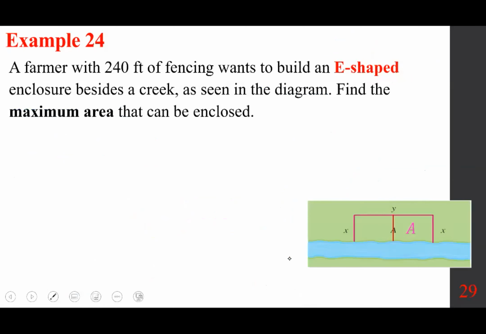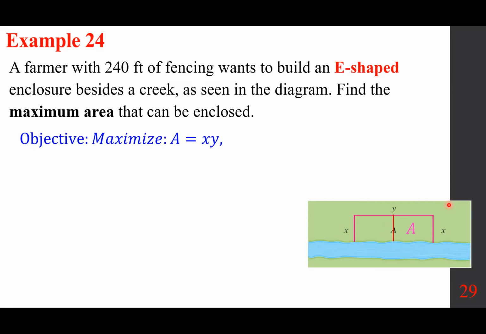A farmer with 240 feet of fencing wants to build an E-shaped enclosure beside a creek, as seen in the diagram. Find the maximum area that can be enclosed. So the objective is to maximize the area, which is x times y. And the constraint is we have 240 feet of fencing: 1, 2, 3x. Normally plus 2y, but since this side doesn't need it, just plus 1y, or simply plus y, equals 240.